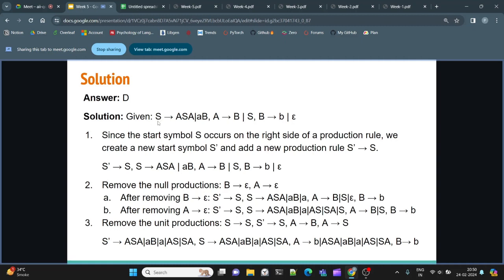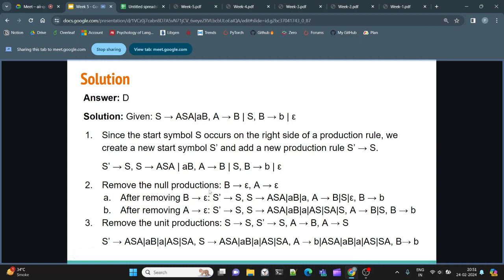So here again, this is the production rule that is given to us. Again, we see that since this start symbol S occurs on the right hand side, here as well as here, what we do is we create a new start symbol S dash and we add a new production rule S dash to S. So we created this new symbol S dash and we added this production rule. The rest is as it was in the original problem.